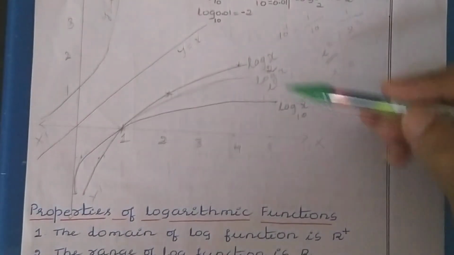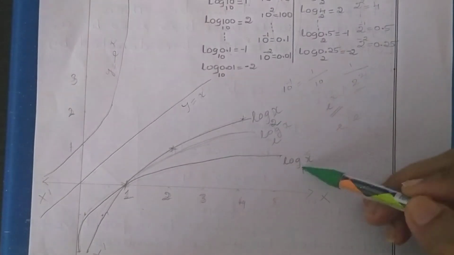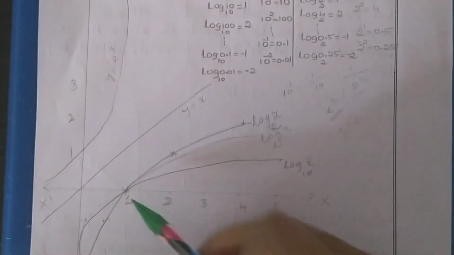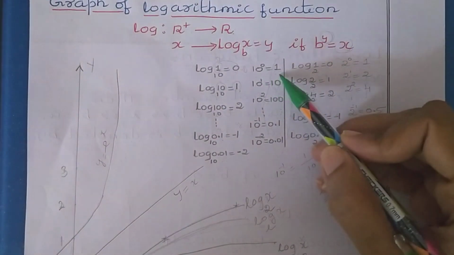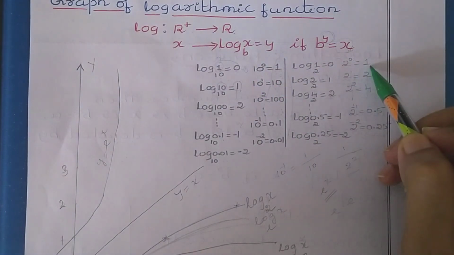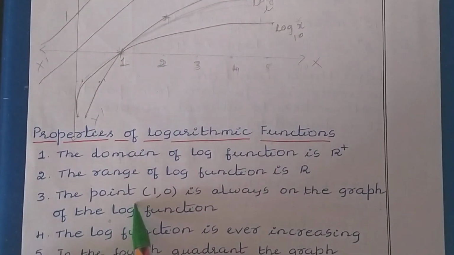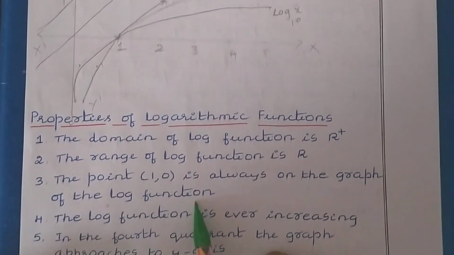Then you can see I have plotted two graphs here, for base 2 and base 10. In both cases we have the point (1, 0). Here 2 to the power 0 is 1, and also 10 to the power 0 is 1. Anything to the power 0 is always 1. So the point (1, 0) is always located on the logarithmic function graph. So that is the next property: the point (1, 0) is always on the graph of the logarithmic function.